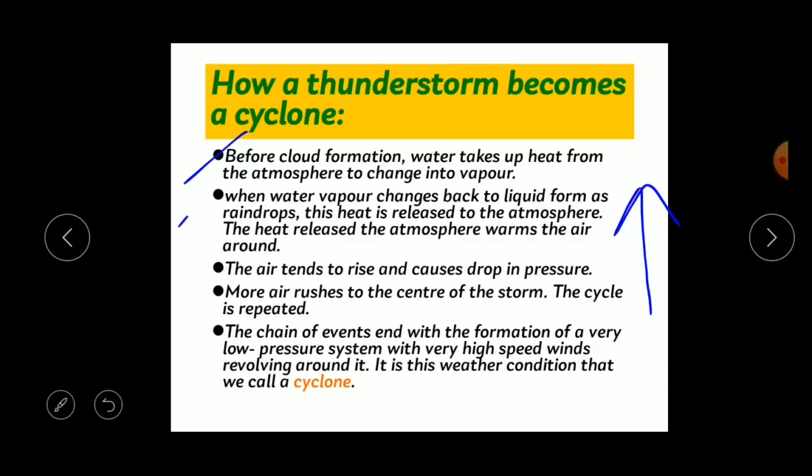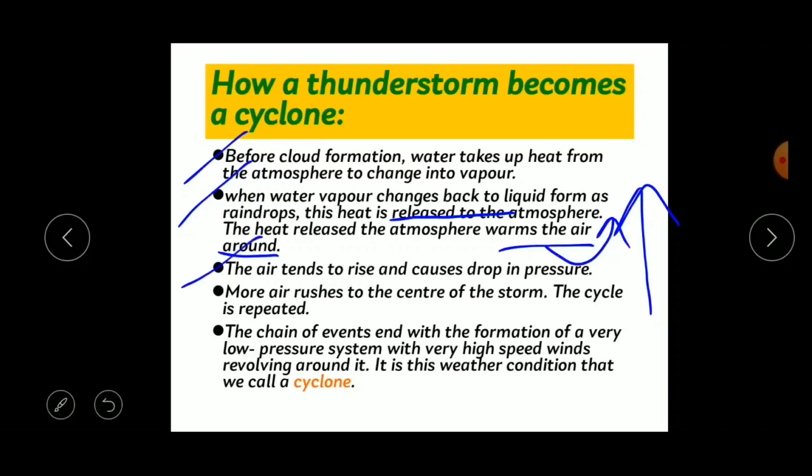The next point is, when water vapor changes back to liquid and forms raindrops, this heat is released to the atmosphere. The heat released into the atmosphere warms the air around it. So when the water vapor turns into clouds and falls back as raindrops, it releases heat to the atmosphere. That released heat warms the air around, and the air starts rising up.